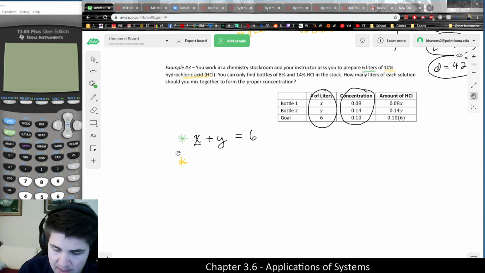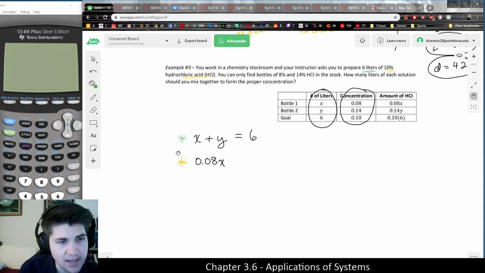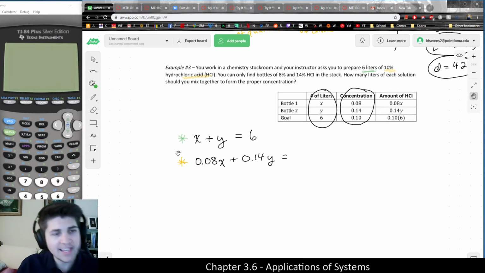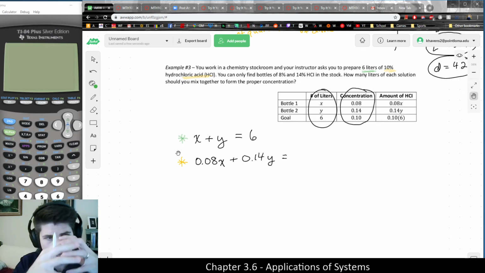If it's 8%, that means 8% of the total is that. So if I take 8% of X, that should tell me exactly how much hydrochloric acid is in the first bottle. And when I add that to the amount of hydrochloric acid in the second bottle, which is a 14% solution, together, those should give me a total amount of hydrochloric acid in the mixture combined.